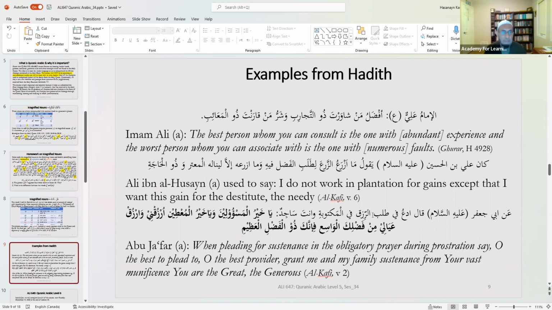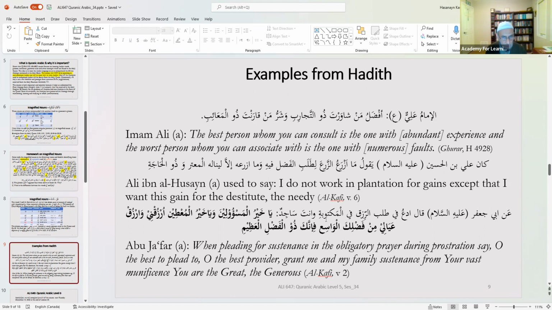If you know somebody who is suffering, this is a very beautiful dua brought by Abu Ja'far, that means the fifth Imam. Abu Ja'far said: Udu fi talabi rizqi fil maktuba. Maktuba means wajib prayer. Fil maktuba, those prayers which are written, which are prescribed.